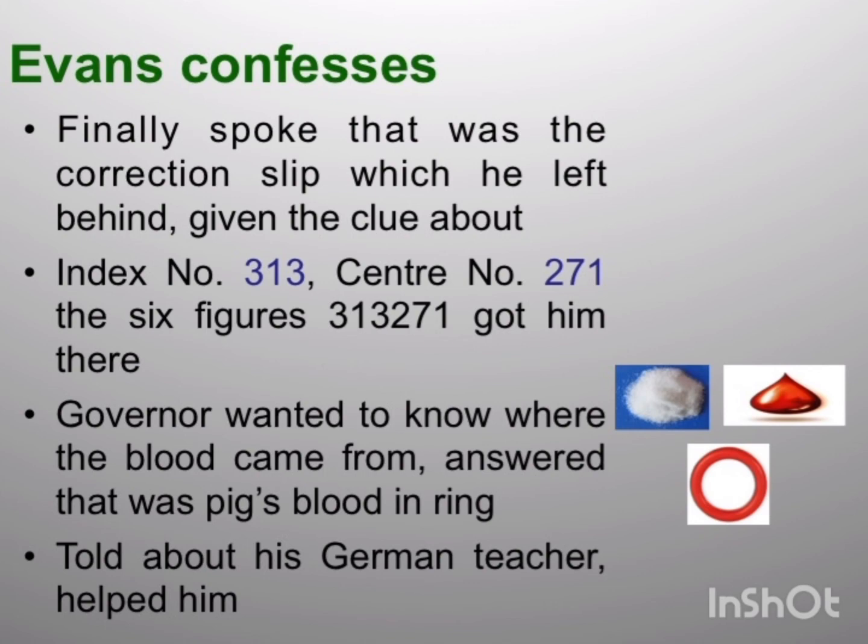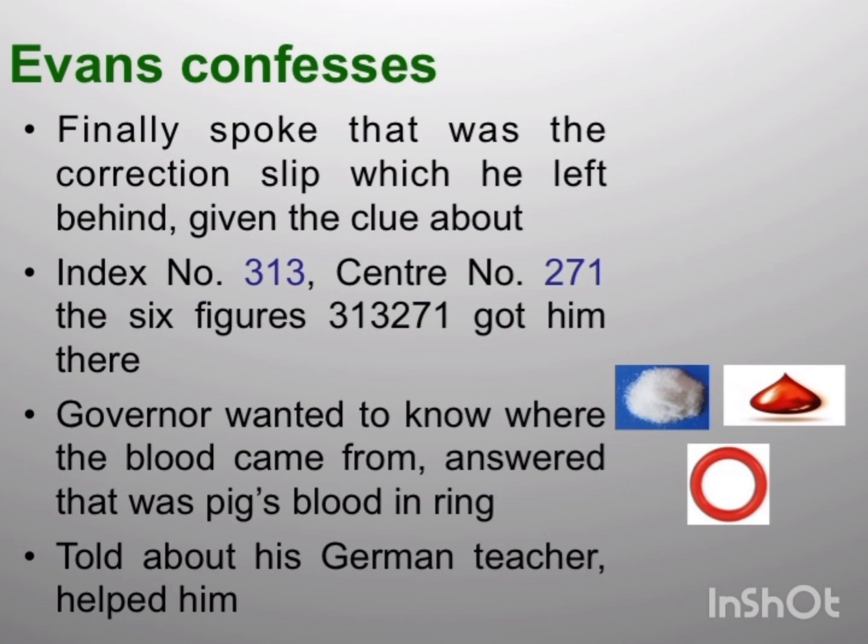The governor said he used the same method, index number 313, center number 271. The six-figure reference 313 bar 271 lands one bang in the middle of Chipping Norton. The governor then asked him how he got all that blood to pour over his head. Evans explained how they had used the little rubber ring for it. They used pig's blood and mixed 3.8% trisodium citrate to stop it clotting. The governor shook his head in reluctant admiration.